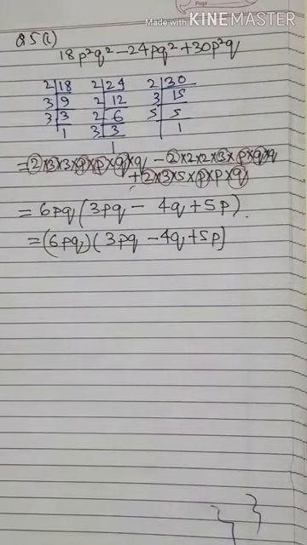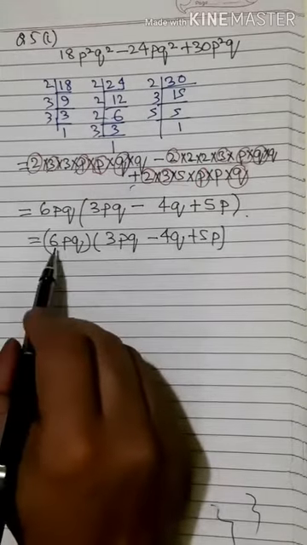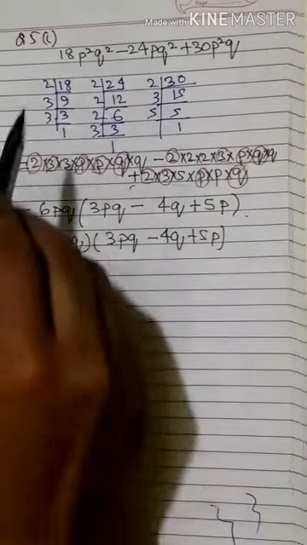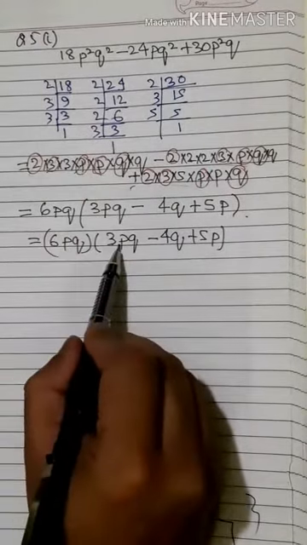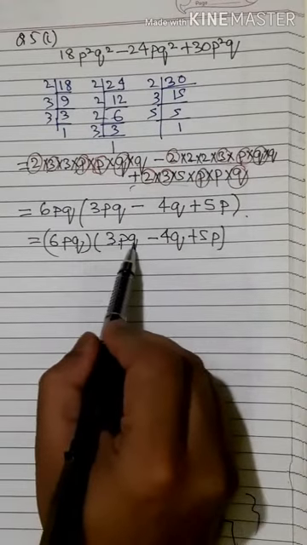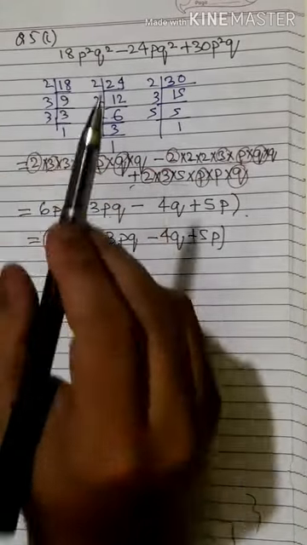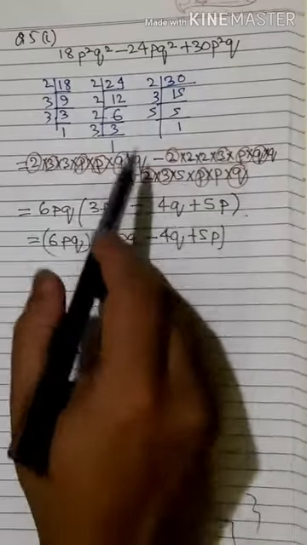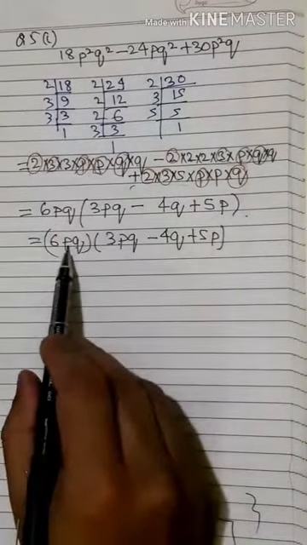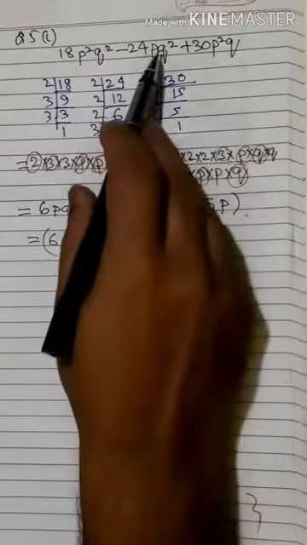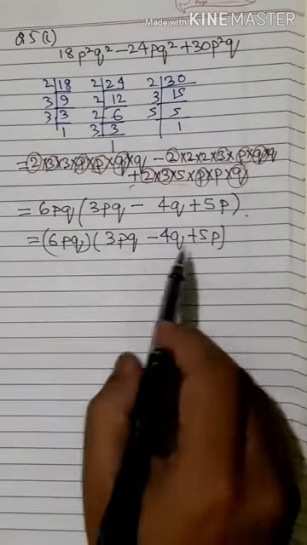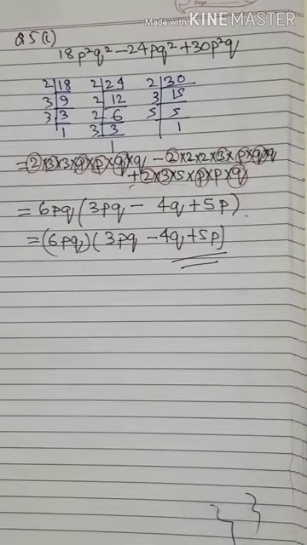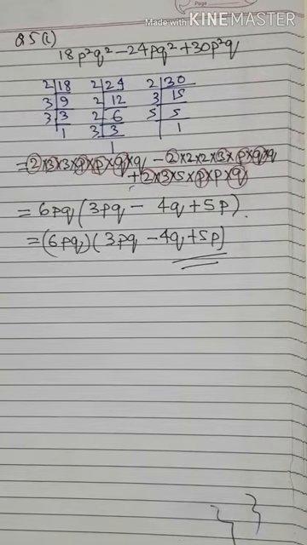Now let us verify whether our answer is correct or not. For this, let us multiply both the brackets. So 6 3 is 18, p into p square, and q into q square. So we have got the first term. Now 6 4 is 24, p and q into q square, so pq square, the last term. So this is how factorization of a polynomial is done by taking common factor.